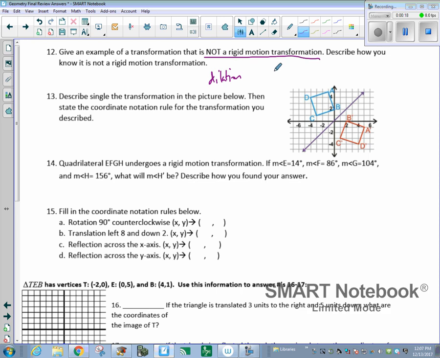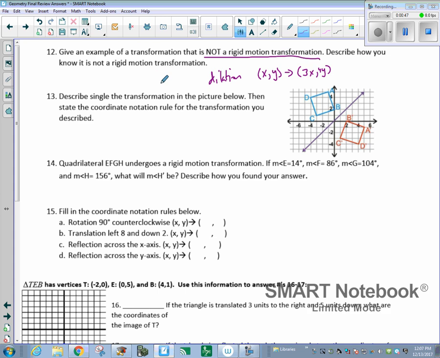A dilation is basically, when we're talking about ordered pairs, if the ordered pairs were x and y, a dilation happens when we multiply x by a number and y by a number. If they are the same, it's still a dilation. If they're different, it's still a dilation. The issue is that we are changing the size of the shape by multiplying, and that's what makes it a not-rigid-motion transformation, because it's changing size.